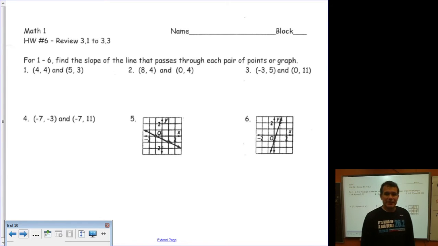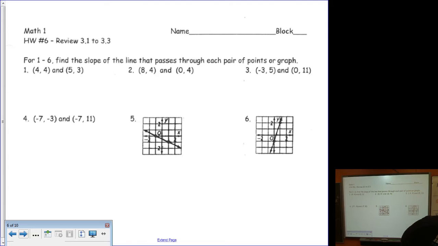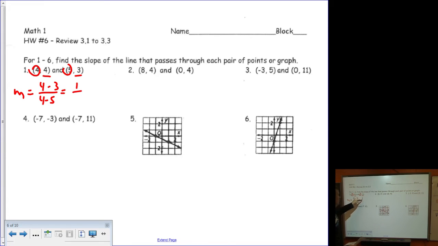Okay, and let me give you an explanation for each problem. All right, these first 6 problems, you were supposed to find the slope of the line. So in problem 1, you would find the slope by doing y minus y over x minus x. That turns out to be 1 over negative 1, which simplifies to negative 1.